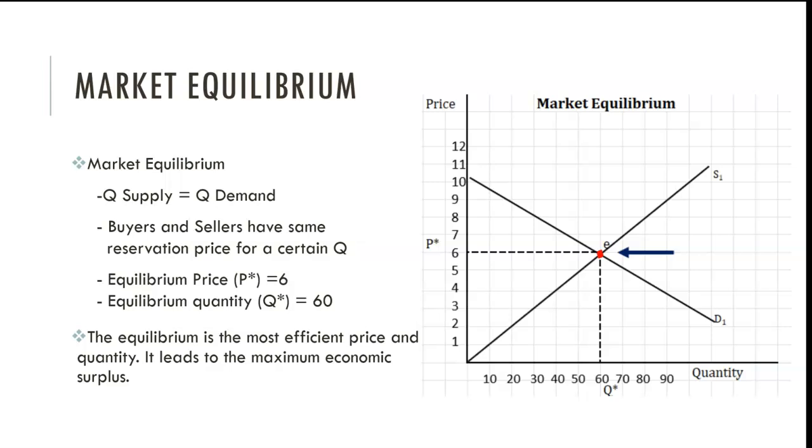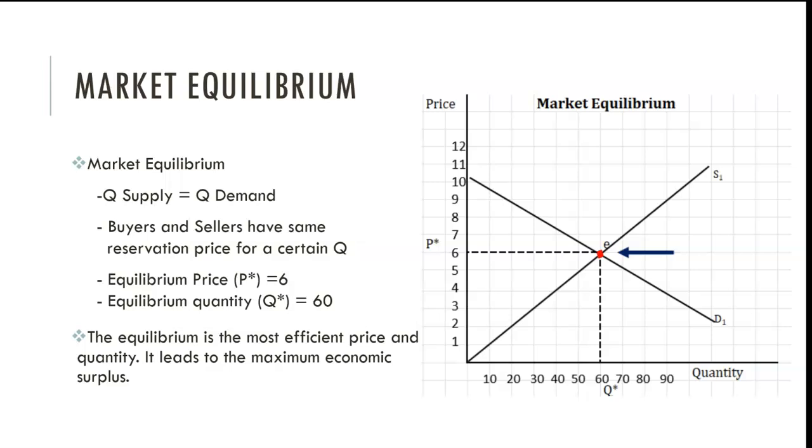Now here, we're not saying that supply is equal to demand, because that would be saying that the entire supply curve is the same as the entire demand curve. And that's not the case. What we are saying though is that at this equilibrium, the quantity supplied is equal to the quantity demanded. So there's one point on the supply curve that is the same as one point on the demand curve.